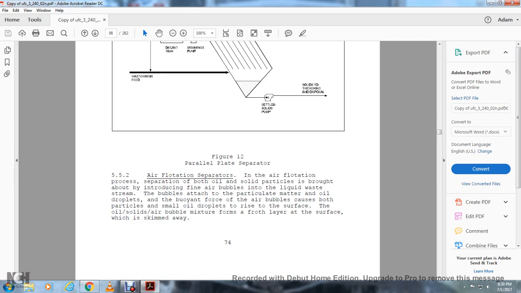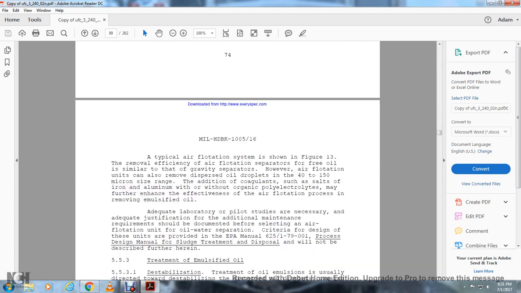5.5.2 Air flotation separator. An air flotation process separates both oil and solid particles by introducing fine air bubbles to the liquid waste stream. The bubbles attach to the particulate matter and the oil droplets. The buoyant force of the air bubbles causes both particles and small oil droplets to rise to the surface. The oil and solid air bubble mixture forms a froth layer at the surface, which is skimmed away.